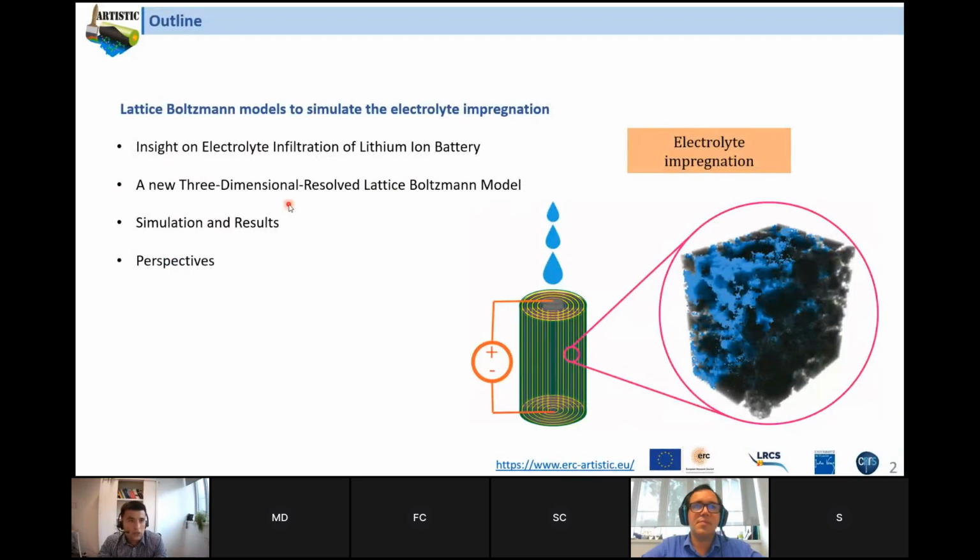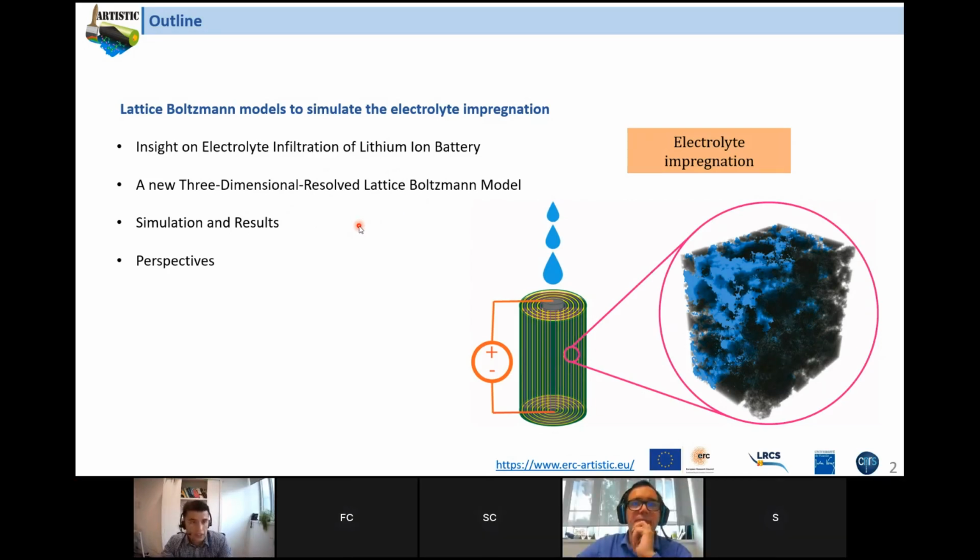So now let's go through the outline of my topic today. First, I will go over electrolyte infiltration, what the state of the art is and what people are doing as far as I know. And then I will talk about the model I created within the project to describe this infiltration step. I will give some simulation results as well, just to show you what can be done with the model, because as all of you know, it will be free to use on the ARTISTIC website. So it's just a brief representation of some results. And at the end, I will finish with small perspectives.